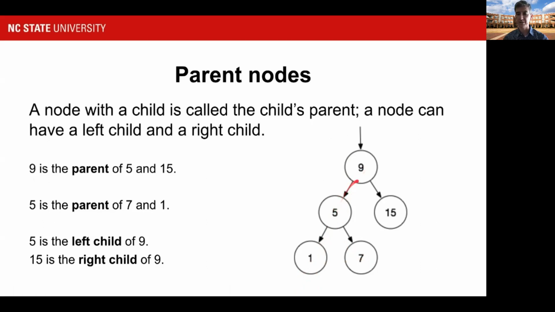And 9 has two children, so 9 is a parent of 5 and 15, or we could say that 5 is the child of 9, or 15 is the child of 9, and so on. And we might also distinguish which child it is. So for example, 5 is the left child of 9, and 15 is the right child of 9. If you've ever studied genealogy and looked at family trees, then all of this makes good sense.